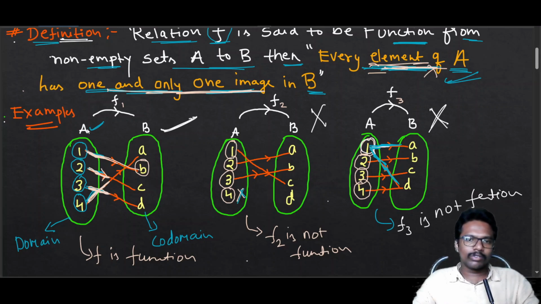So these three examples are very important, so just observe these three examples. If you want to create more examples, you can create them by trial and error method, and create more examples yourself so that you will understand easily.